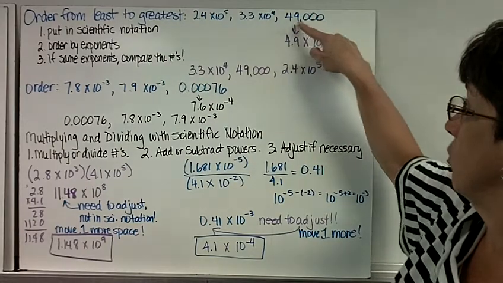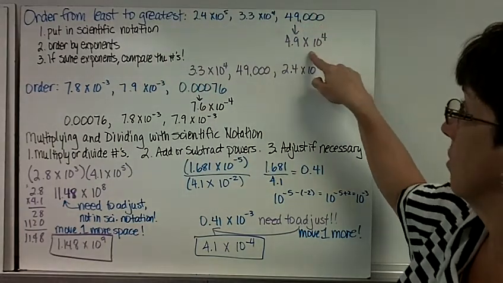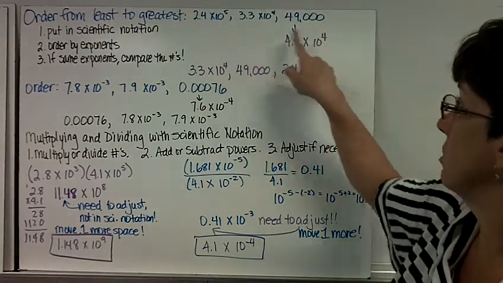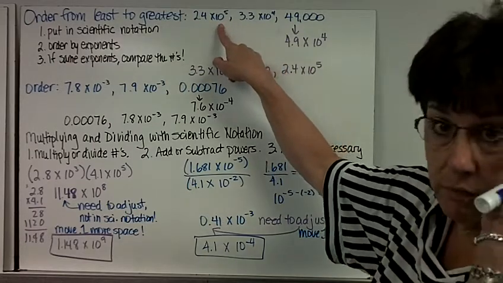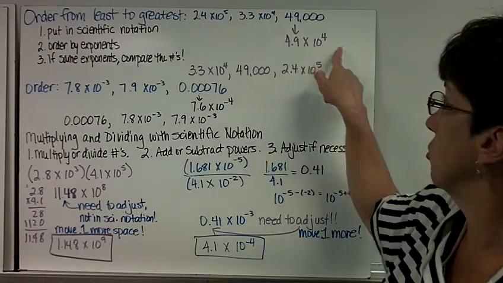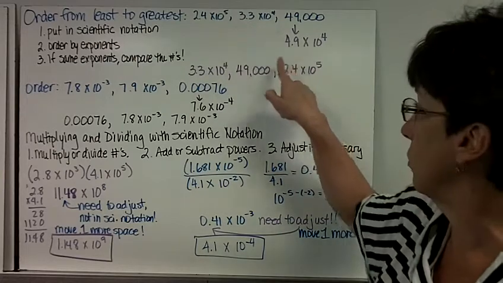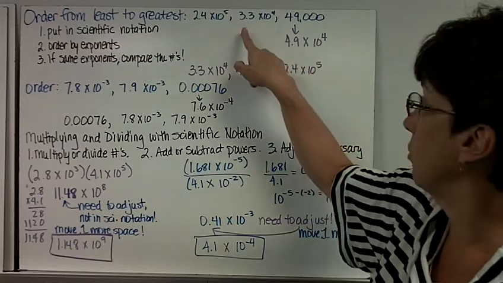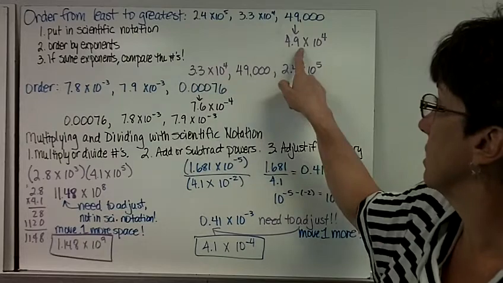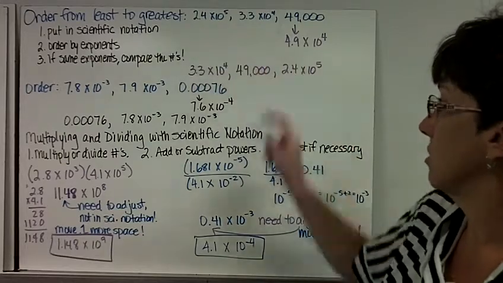So this would be 4.9 times 10 to the 4th. So I have 2 10 to the 4ths and a 10 to the 5th. Well, my 10 to the 5th is going to be the biggest. These are tied, so what's smaller, 3.3 or 4.9? 3.3. So this is my smallest, this is my next one, and here's my largest.